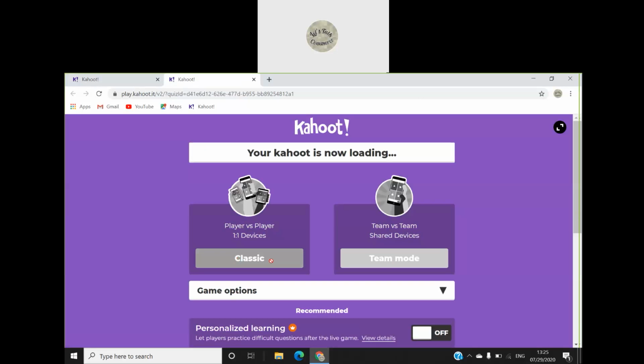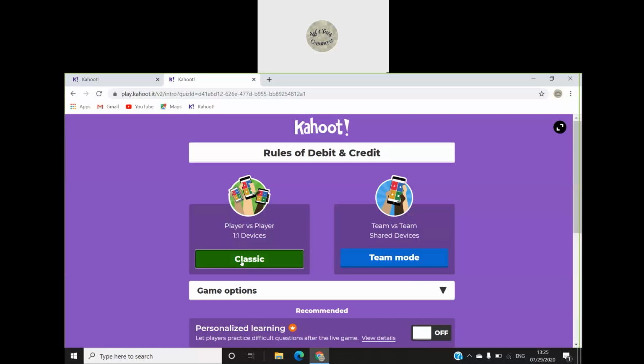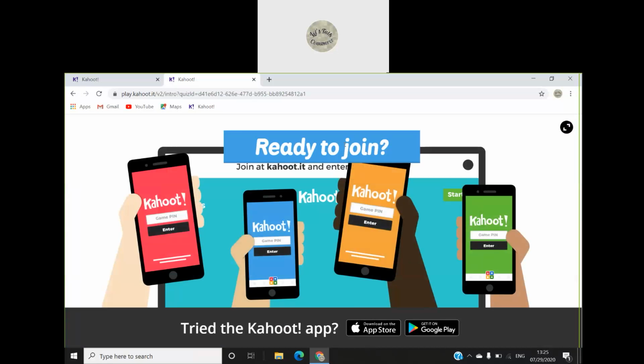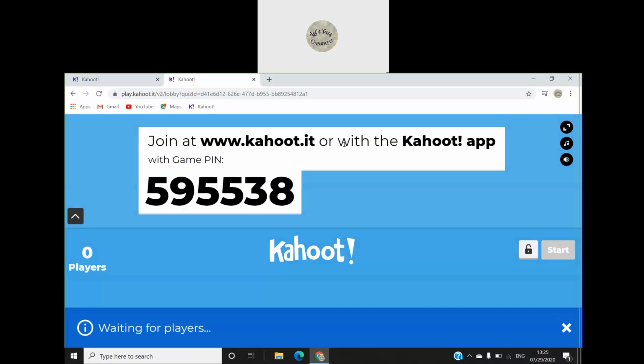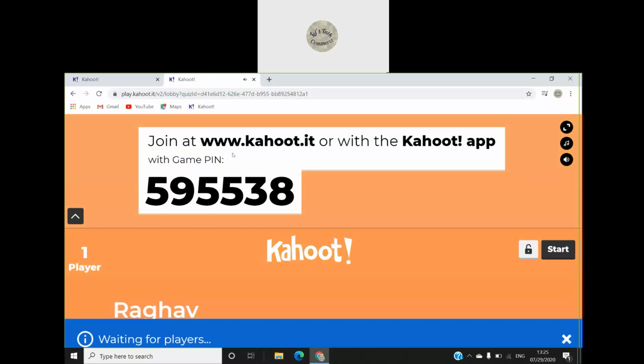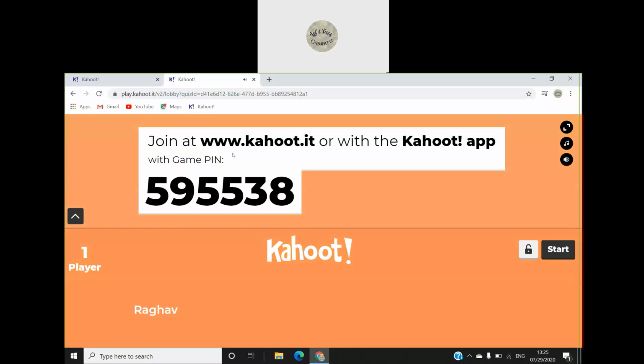Code. Now I will click on classic. It is a free version. Now ready to join. This is the game pin. We use another device for writing this game pin. 595538. Raghav has joined.